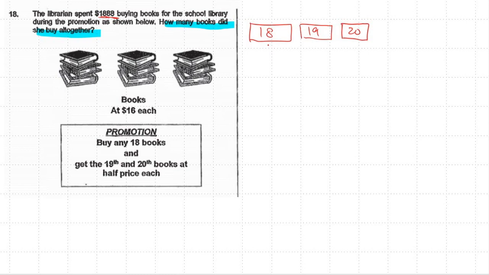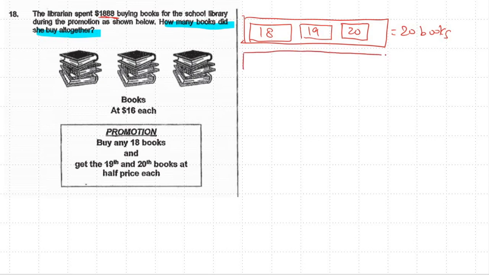So I can say that if I want to find one set like that, how many books is it? One set is 18 plus 1 plus 1, because here is one book, and here is one book. So 18, 19, 20. One set is equal to 20 books. So this one set of 20 books costs how much?